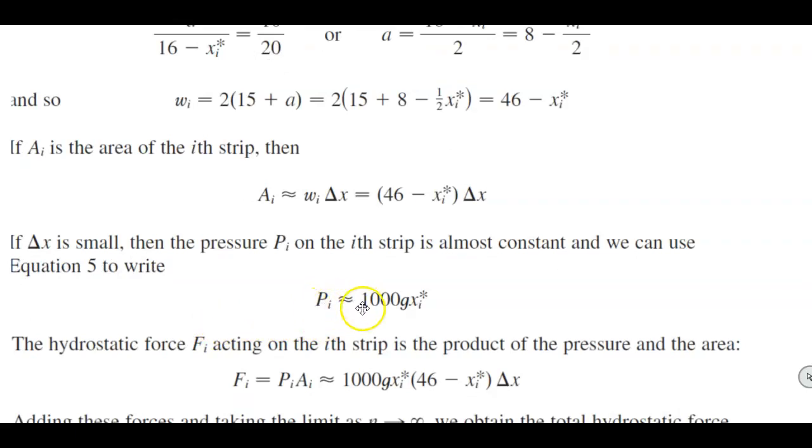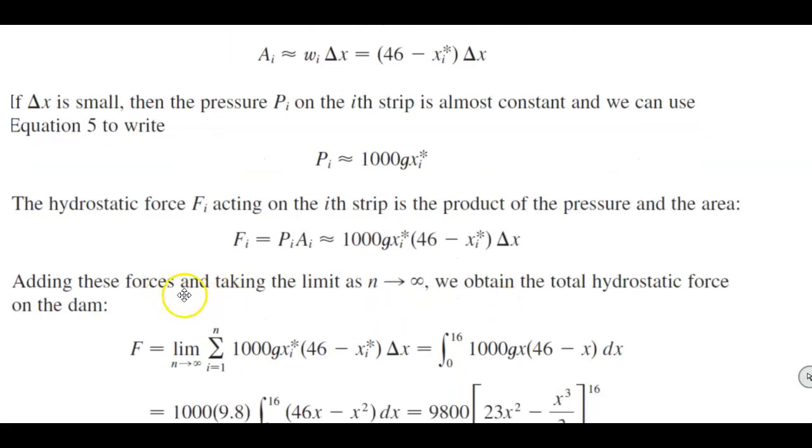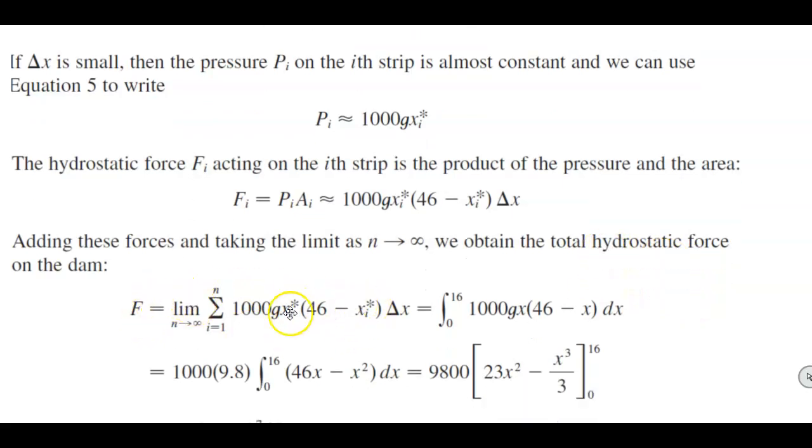So the pressure is approximately 1000 g times x subscript i. The hydrostatic force acting on the ith strip is the product of the pressure and the area. So here we have the pressure, which is approximately 1000 g x subscript i, times that area, which is 46 minus x subscript i times delta x. Now by adding these forces and taking the limit as n approaches infinity, we obtain the total hydrostatic force on the dam. So by converting this summation, now we can rewrite it as an integral.